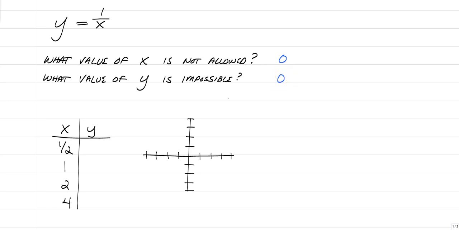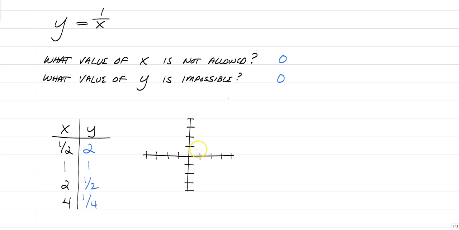And here's why. What if you were to divide 1 by 1? You get 1. If you divided 1 by 2, you get 1/2. If you divided 1 by 4, you'd get 1/4. If you divided 1 by 1,000,000, you would have 1/1,000,000th. Although it's very, very small, it does not ever get you to 0. And if you were to divide by fractions, 1 divided by 1/2 is 2. 1 divided by 1/4 is 4. 1 divided by 1/100th is 100. So you're never going to get to a y value of 0.